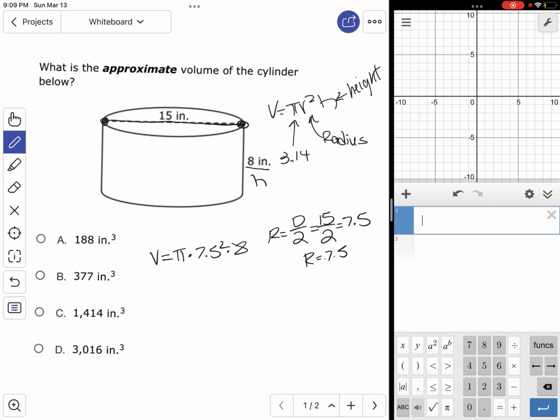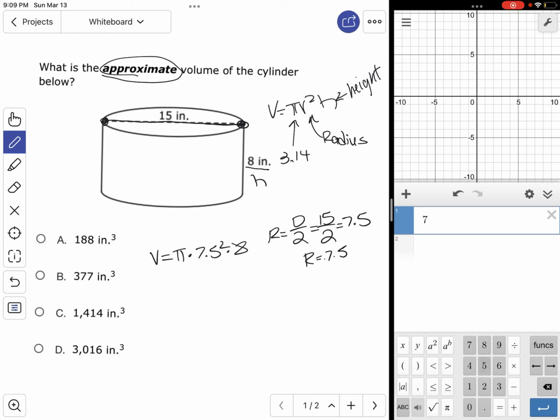Now once we fill in what is in our equation, we're going to go straight to our calculator. But before we do that, we have to pay attention to that word approximate, because approximate means we're going to get an answer that's very close, okay? And when we see the word approximate, that means we must include 3.14 in our calculation. All right, so let's go through that.